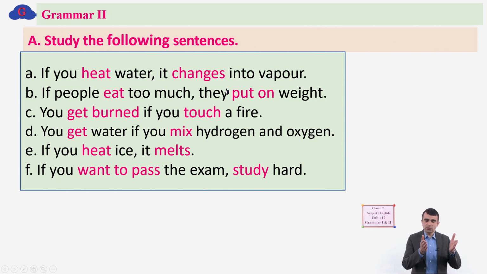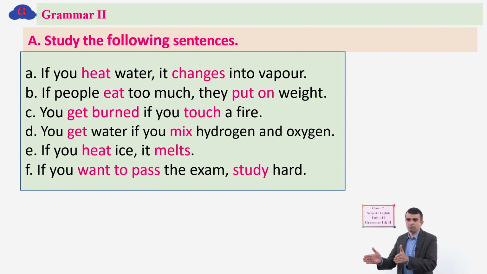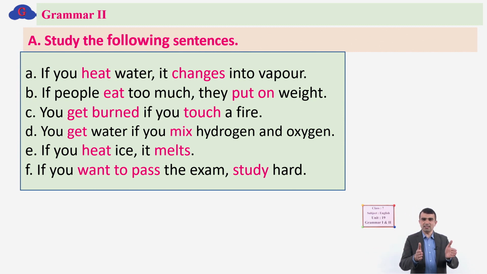So, there are 2 parts within this sentence. If you heat water, one part; it changes into vapor. So, what tense is used in each part? See there and tell me. If you heat water, it changes into vapor. What tense? Is it past? Present. Which aspect of present? Present simple, present continuous. Good. You are saying that it is present simple, isn't it?